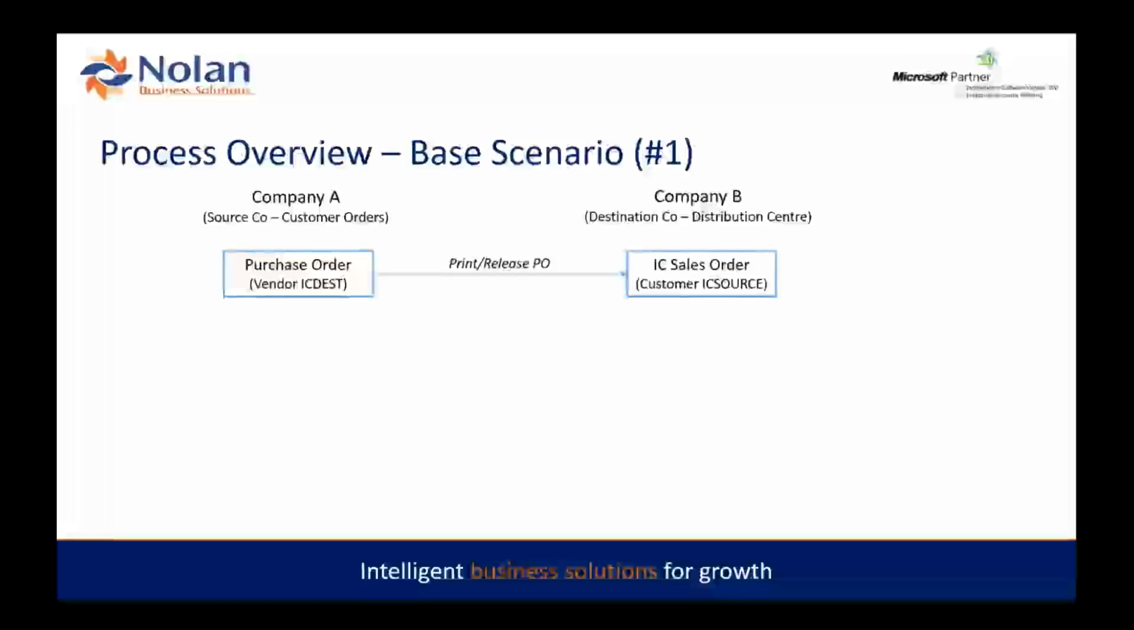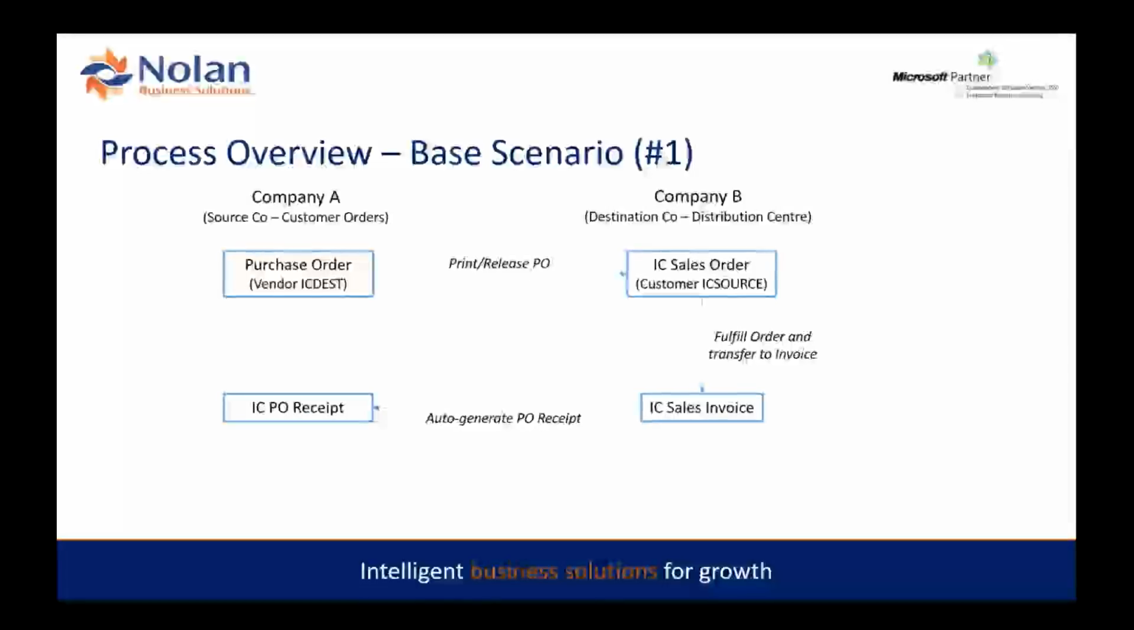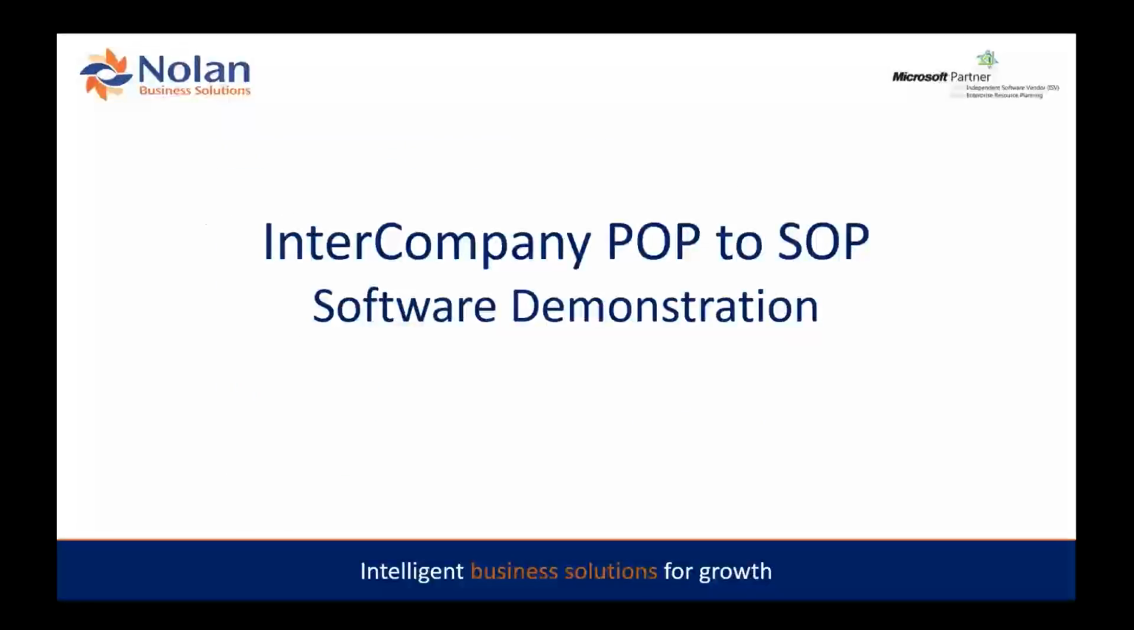Once this sales order is transferred to an invoice, Intercompany POP to SOP initiates and automates the creation and posting of a receipt against the original purchase order in Company A. With inventory now available in Company A, the standard customer sales order process can be initiated. Let's demonstrate this process in Dynamics GP.